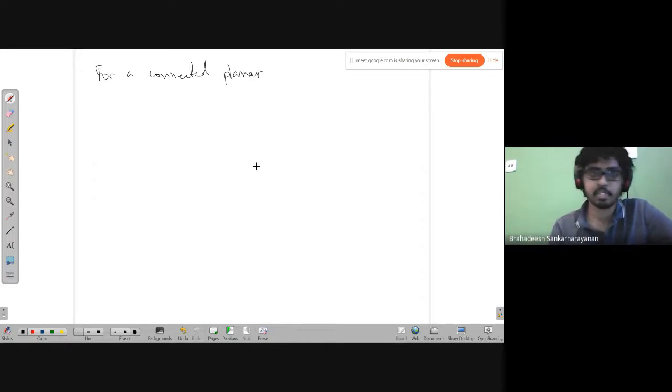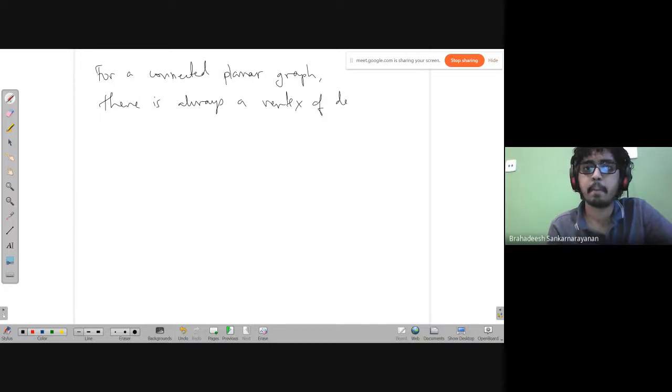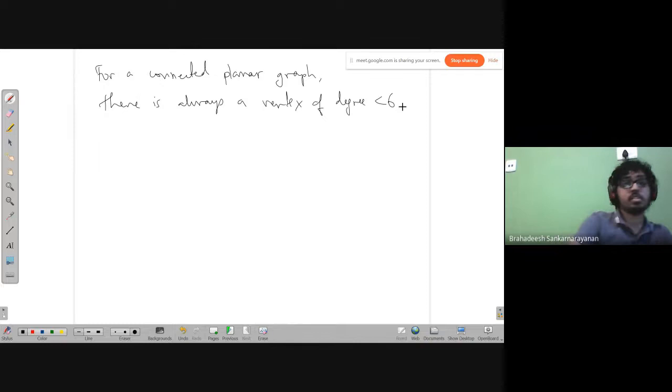You don't want disjoint pieces, because if you have disjoint pieces, let's just color each of the disjoint pieces independently. It doesn't really matter. So it suffices to just consider connected pieces. So let's look at a connected planar graph. For a connected planar graph, there is always a vertex of degree less than 6. This is the claim.